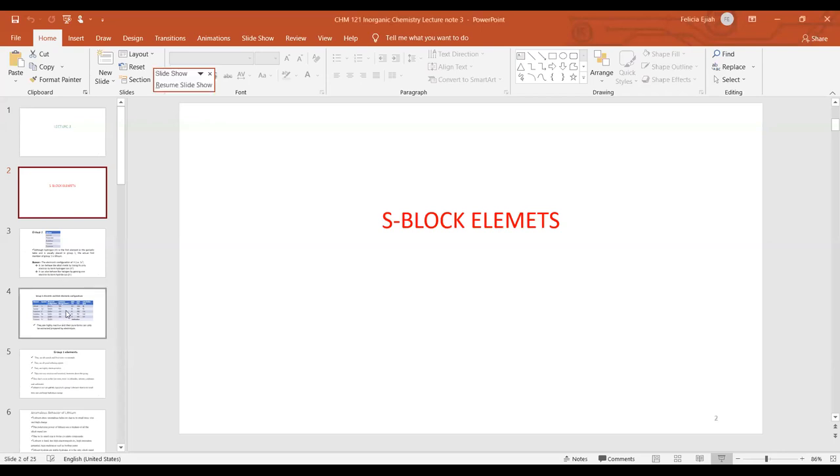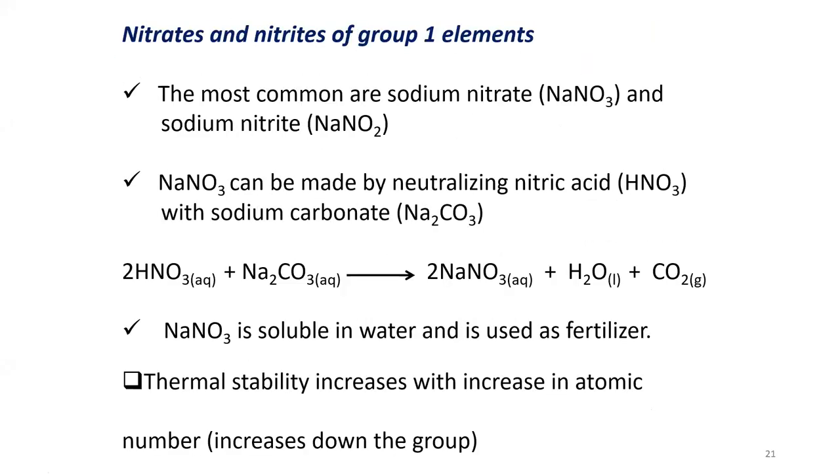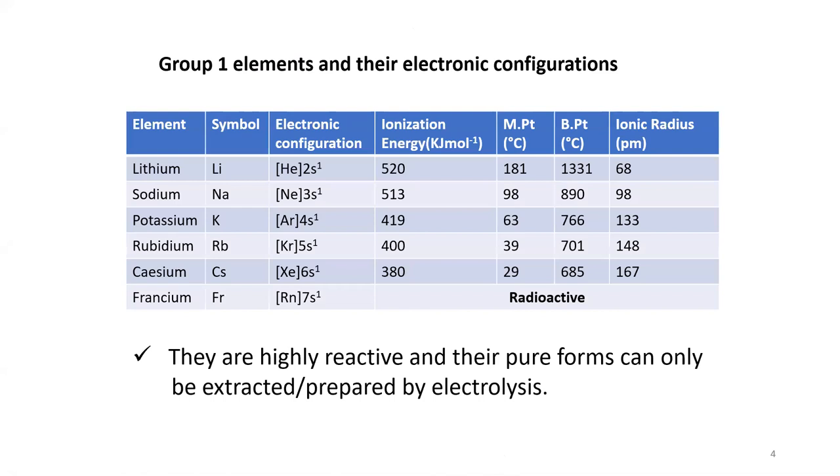I'm coming. Let me put up the slide. What is your question? I wanted to ask, why is it that for the melting point and boiling point of group one elements, shielding effect doesn't affect it as compared to group two elements? Yeah, the melting and boiling points.